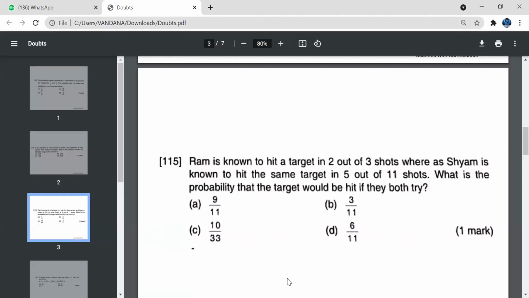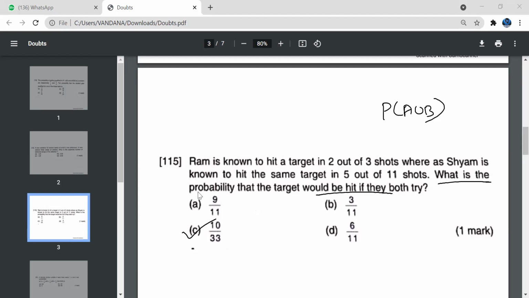Here the answer seems to be wrong. What is the probability that the target would be hit if they both try? Actually, in the question they have asked about P of A union B, but in the answer they have given A intersection B. If the question were changed, the answer could be correct, C.